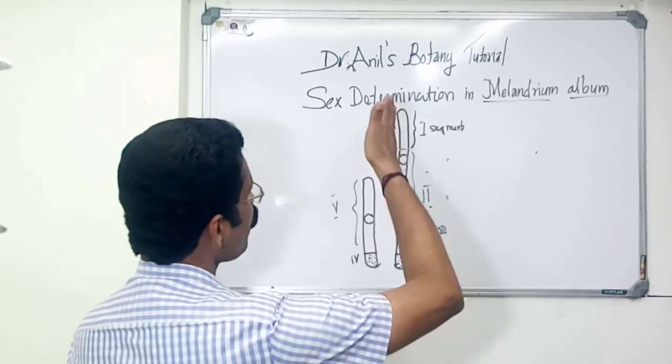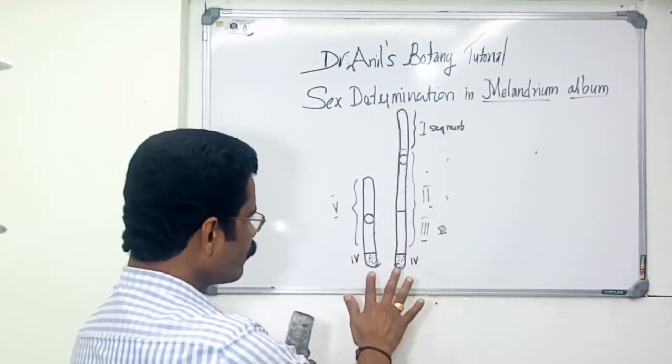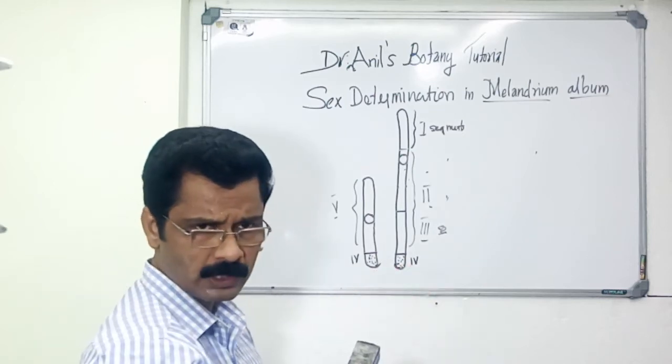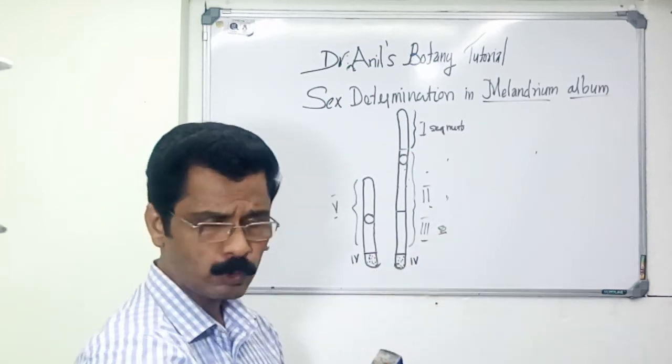The Y chromosome is longer. And in these two chromosomes, the fourth segment is common in both the X and Y chromosomes, which helps in pairing during meiosis.